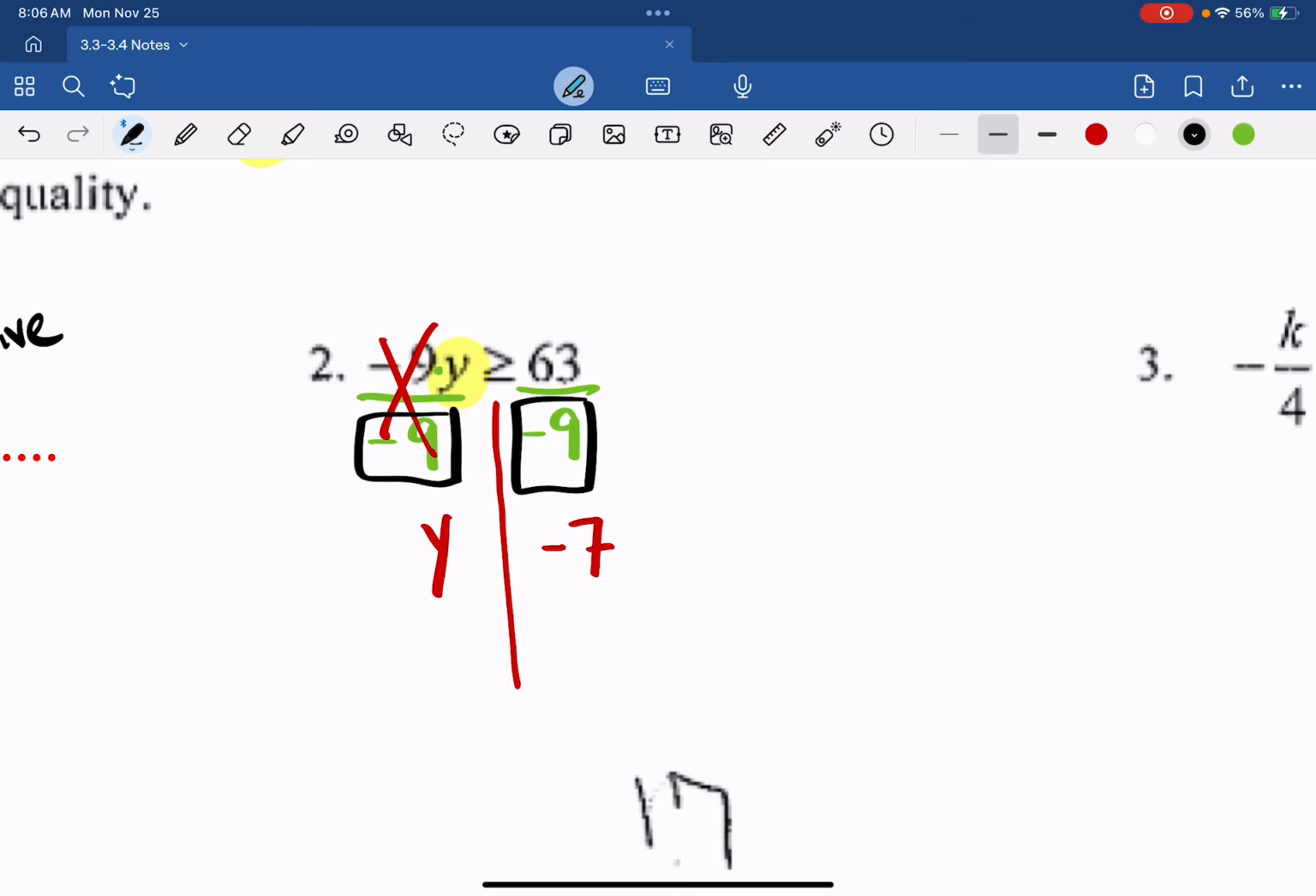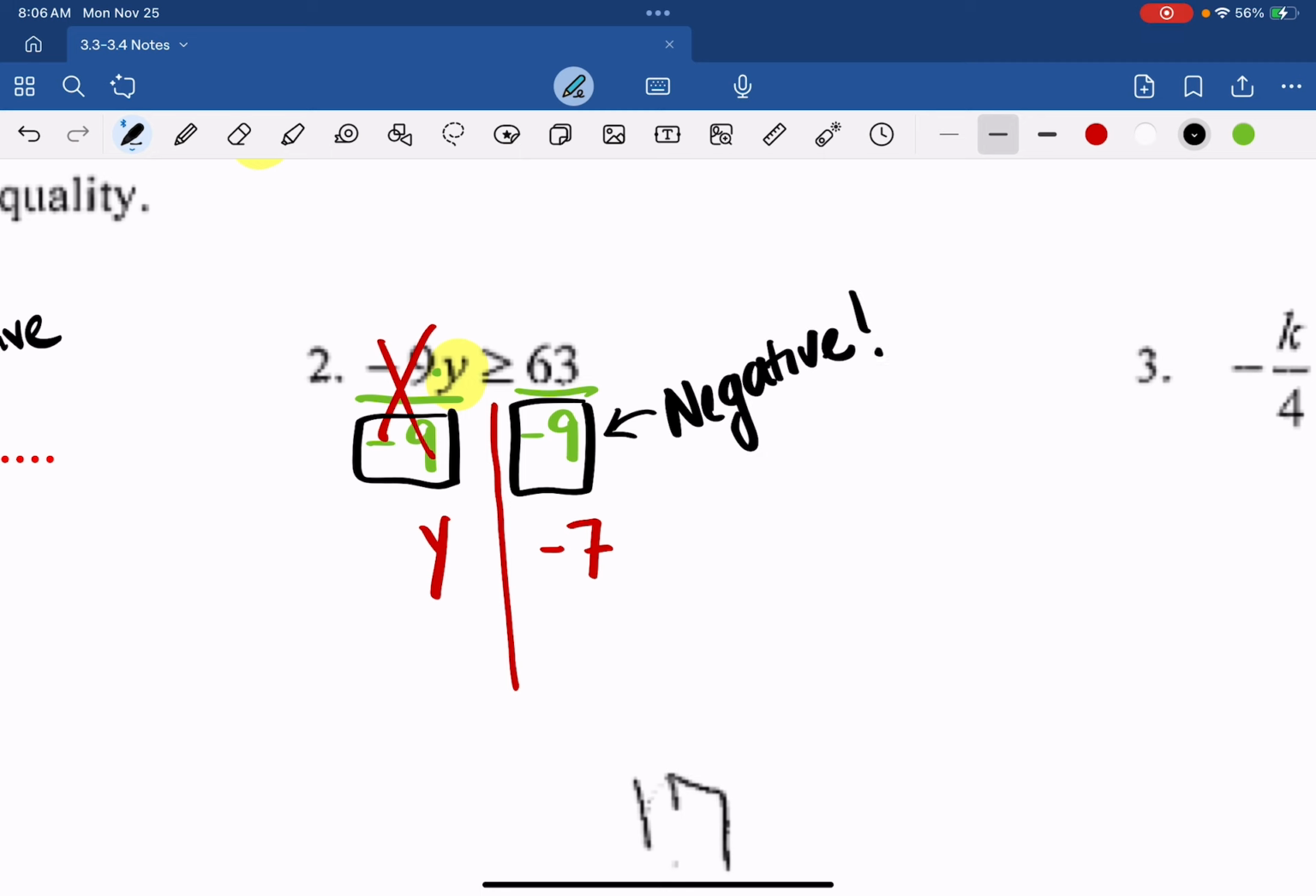And I have to ask myself, is this number positive or negative? Well, this is a negative number. Because it's a negative number, look at that, exclamation points. I got to do a flip of my sign. So I take my sign, I bring it down, but now it needs to be eating the other side. Okay, so I flip my sign.